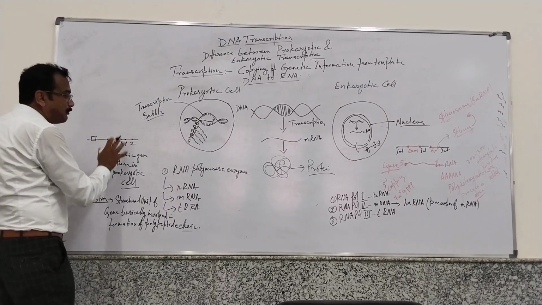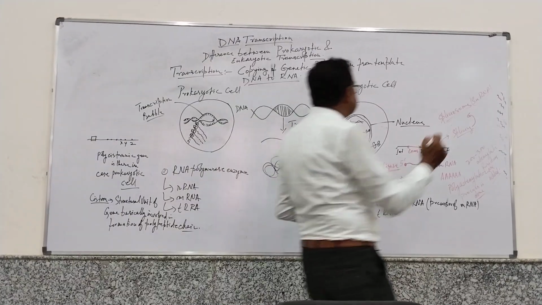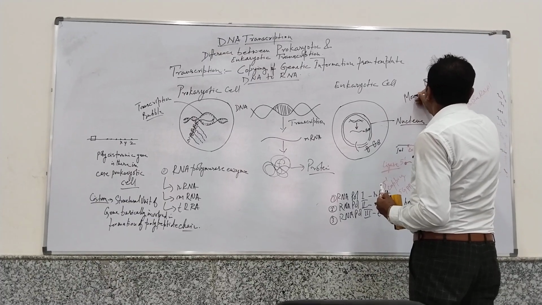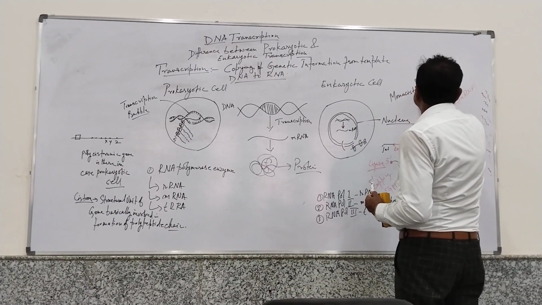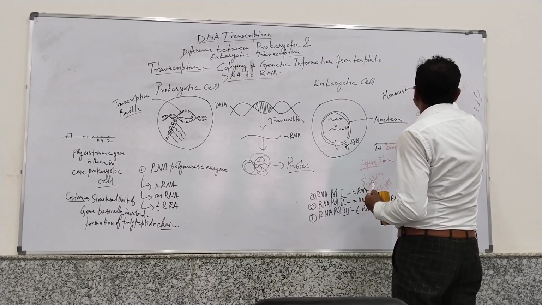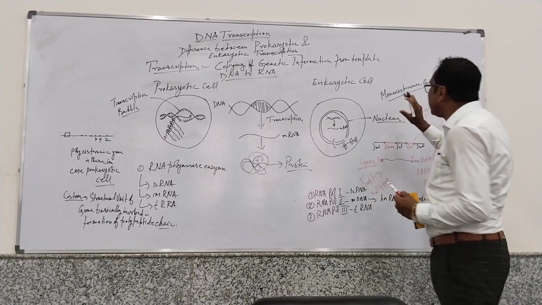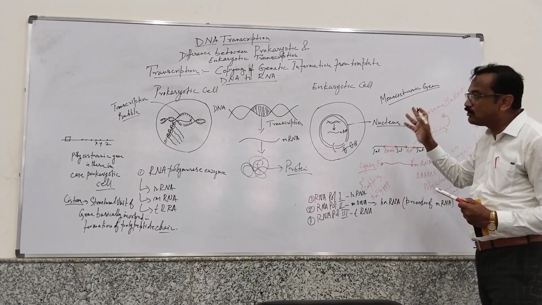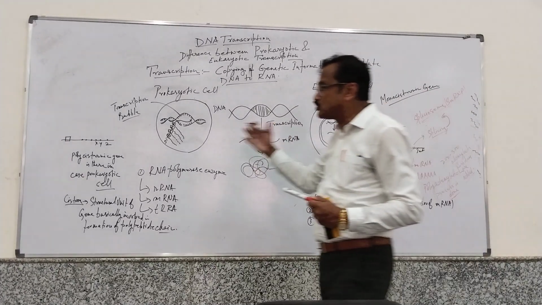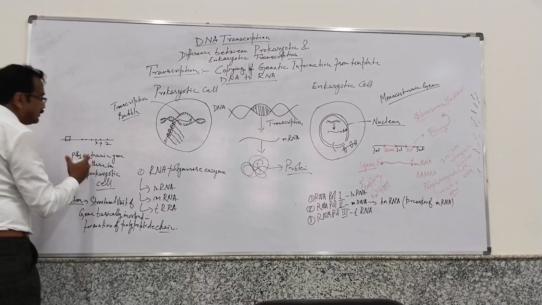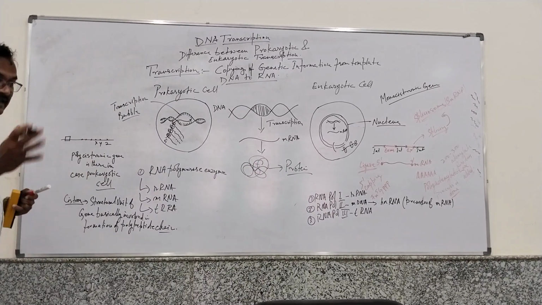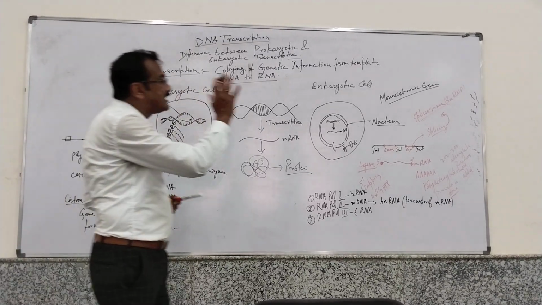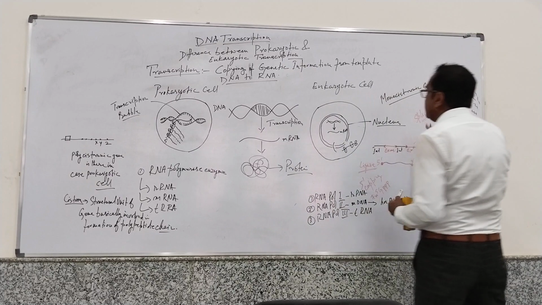But in the eukaryotic cell, this is not polycistronic. This is monocistronic. A monocistronic gene is there. A single gene controls a single polypeptide chain. In the prokaryotic cell there are many cistrons to take care of the entire protein synthesis, but in the eukaryotic cell a single cistron is there.